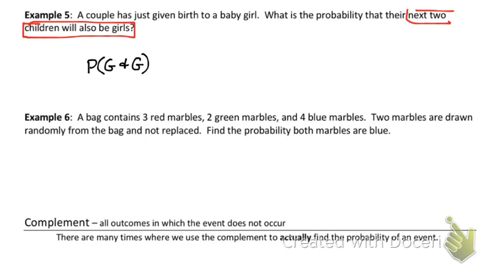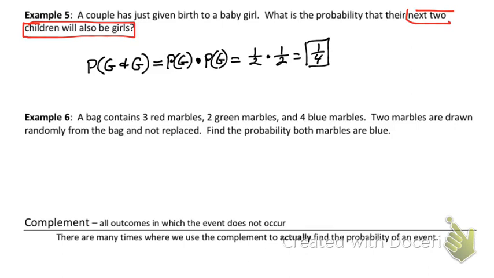Well, the probability of having a girl times the probability of having another girl is going to give us our probability. And the probability of having a girl is 1/2. The probability of having another girl, 1/2. Multiply those 2 together and you have a 1 in 4 chance of having 2 girls afterwards.